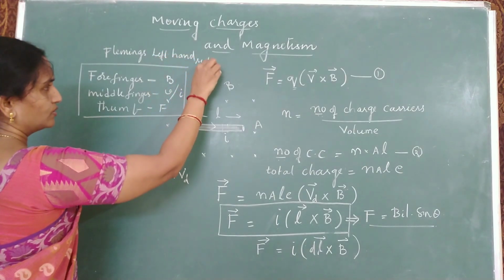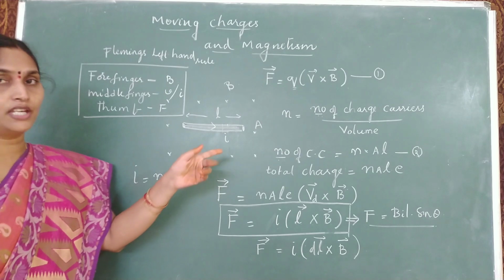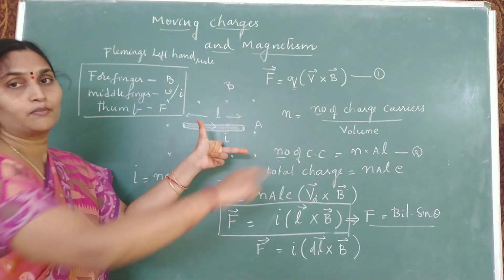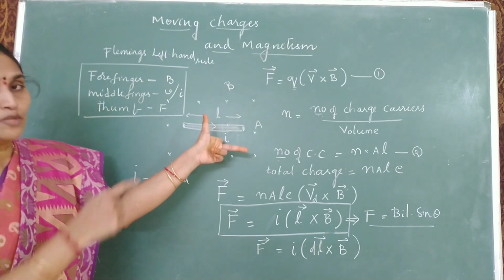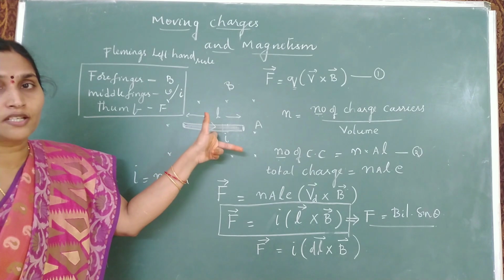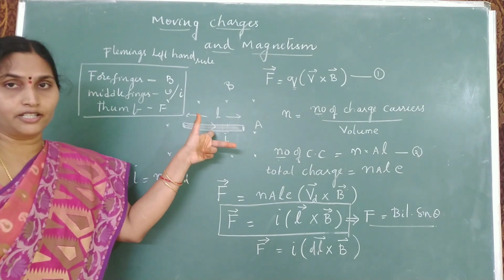Let us apply the rule for this example. Field is represented by the forefinger, which is directed inward. Current is indicated by the middle finger. Then the thumb is pointing upward. So this conductor is going to experience a force in the upward direction.